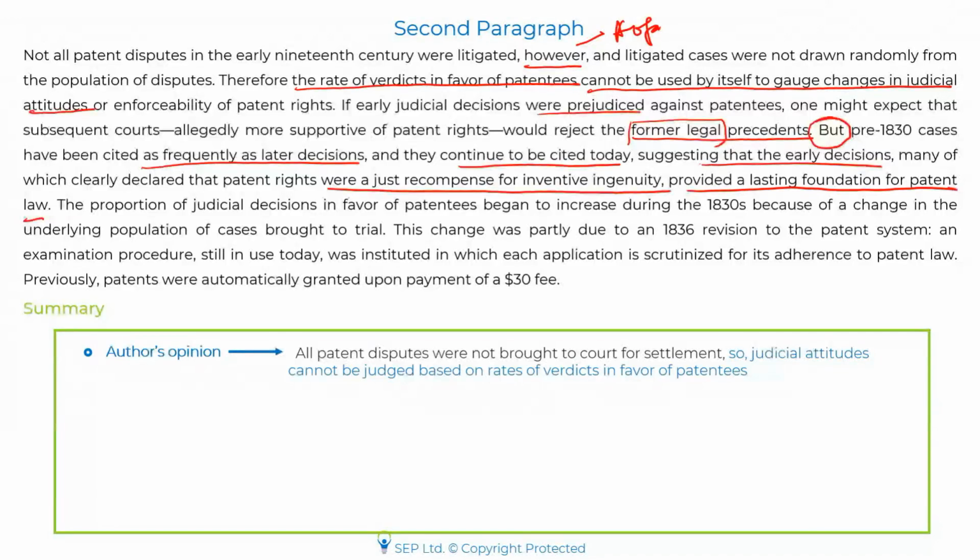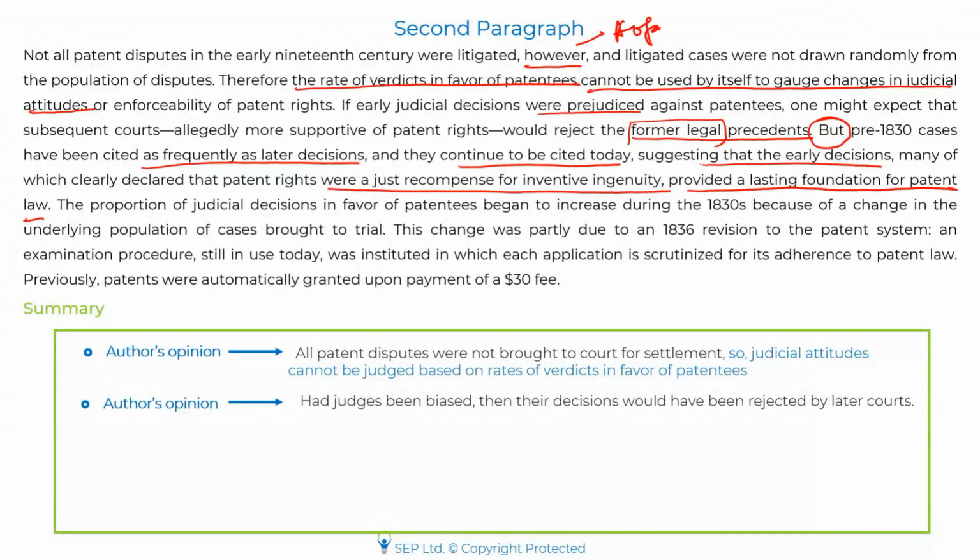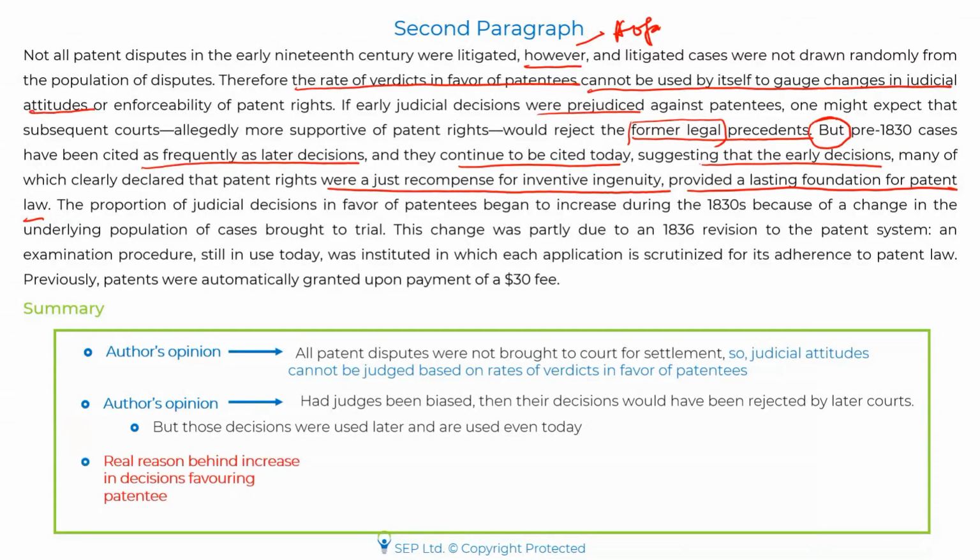So clearly here the author agrees, or rather says, that had the judges been biased, then the decisions would have been rejected by later courts. That was not the case. Later courts were using it and they are still using it today. All right. So clearly the author is against the scholars.